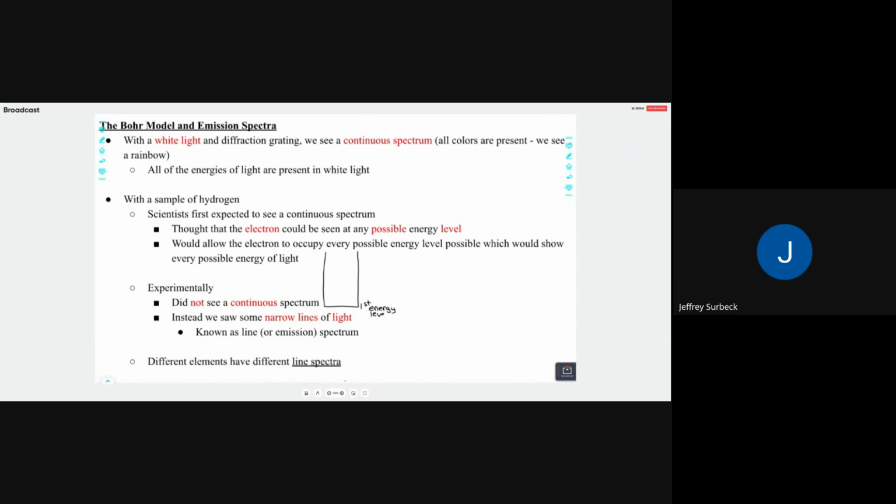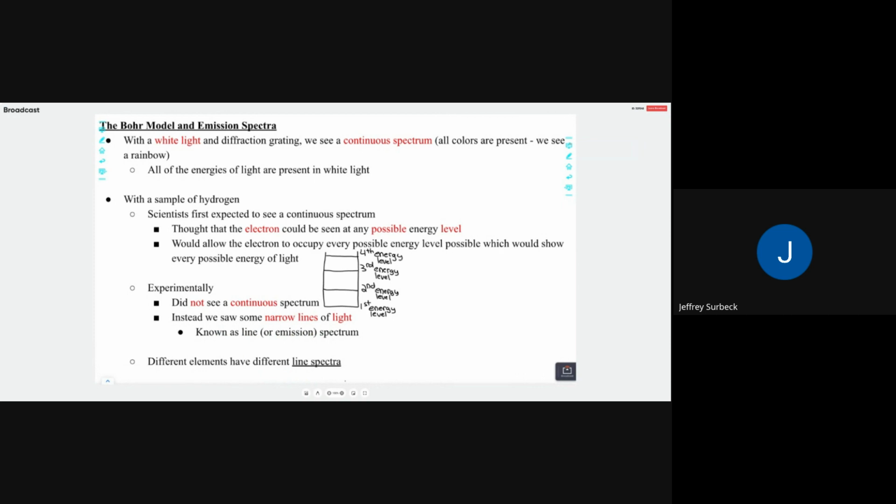Then if we drew another line just a little bit above it, this would be the second energy level. And another line just above that would be our third energy level. And just to match the picture we had before, we'd have our fourth rung, or our fourth energy level.